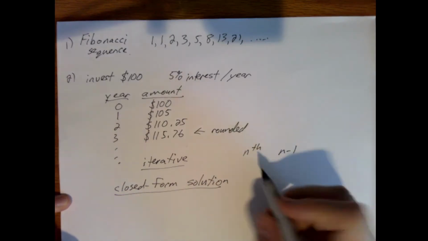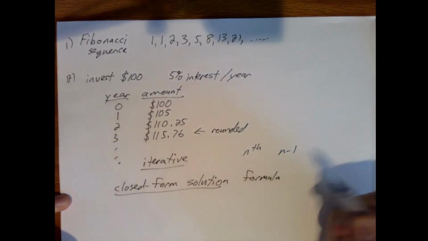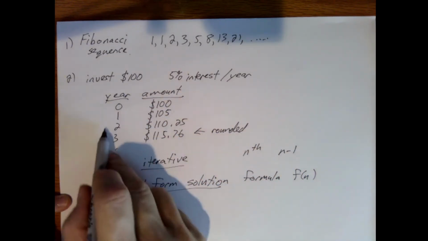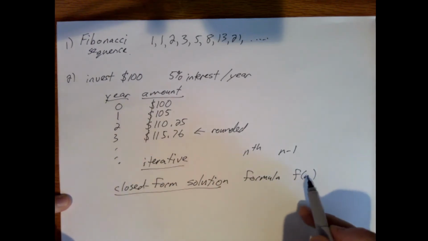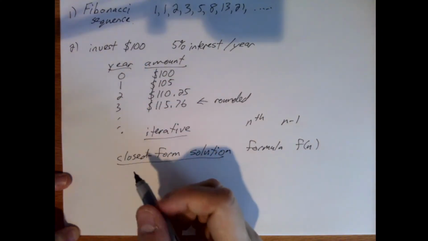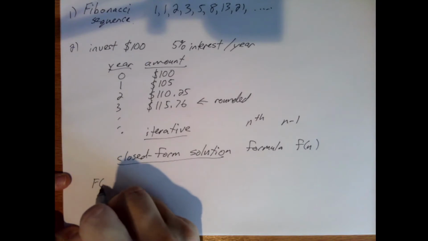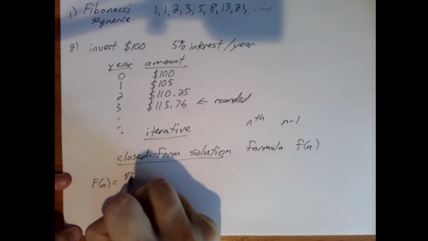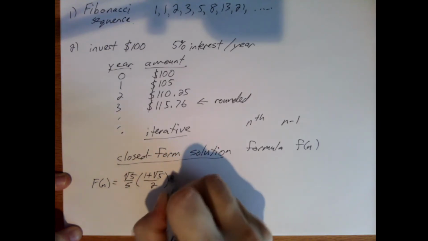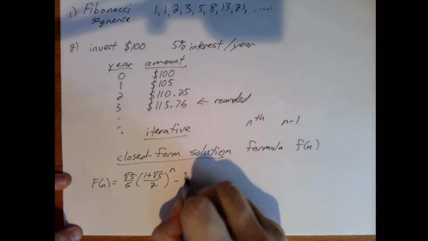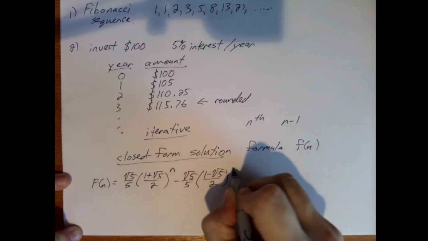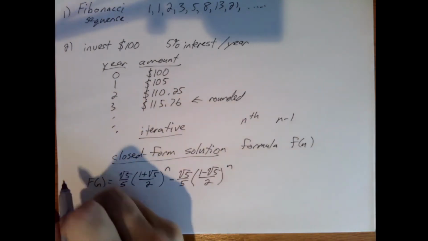And that is just a formula, or maybe a function of n, that allows you to put in the value you're interested in. Like for year 10, I could plug in 10 here and have it give us the result. Now in the case of the Fibonacci sequence, believe it or not, the closed form solution is this. F of n is equal to square root of 5 over 5 times (1 plus square root of 5 over 2) raised to the nth power, minus square root of 5 over 5 times (1 minus square root of 5 over 2) raised to the nth power. Okay, so this is for Fibonacci.